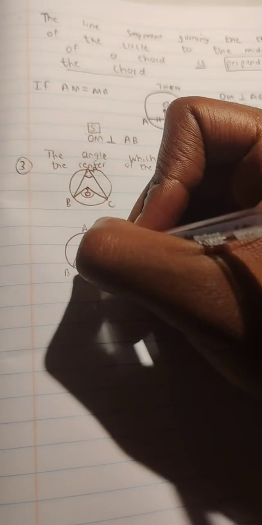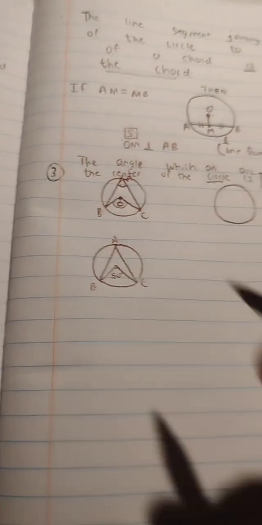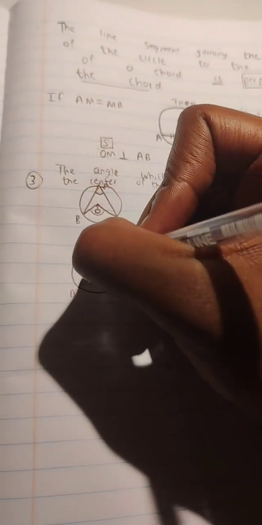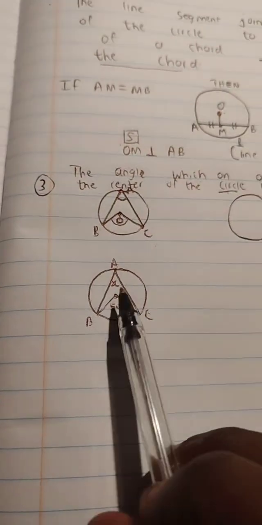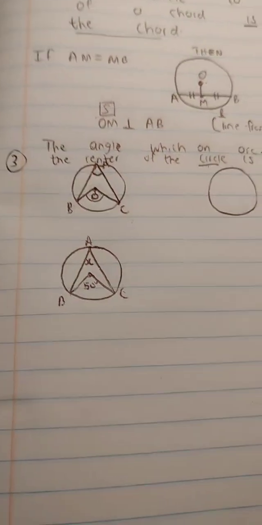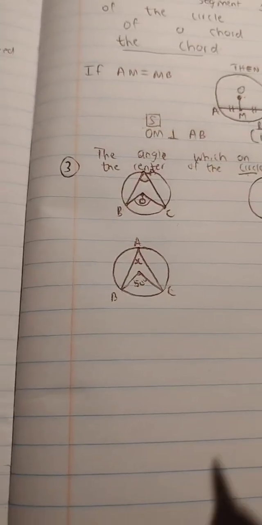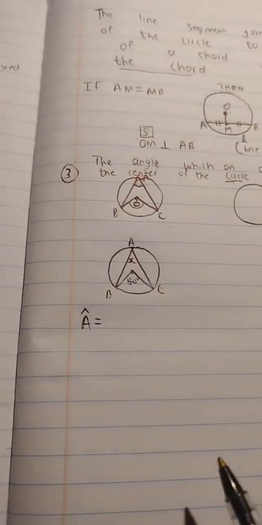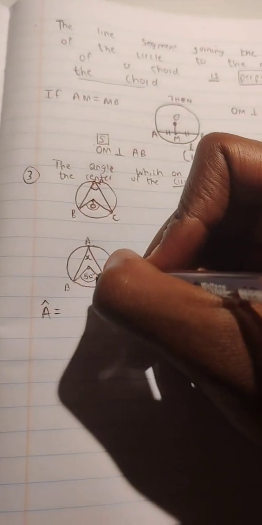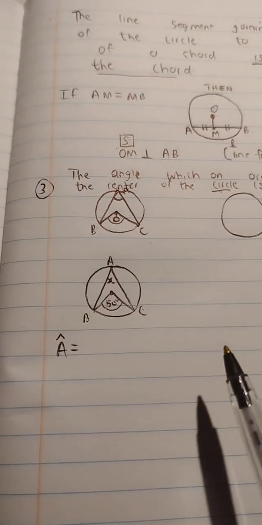This is my center. The angle here is 50 degrees. That is x. I want to know what the angle at the circumference is. Based on this theorem, what would be the value of angle A if the angle at the center is 50 degrees?